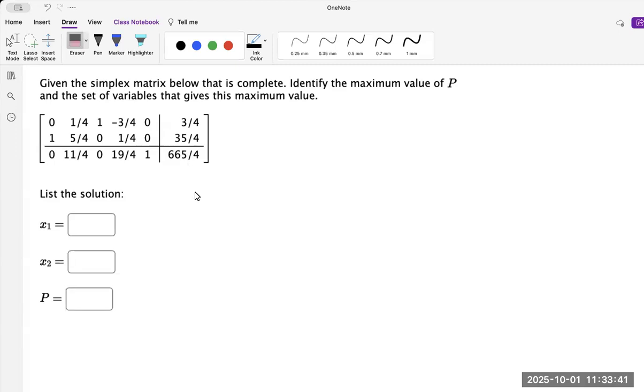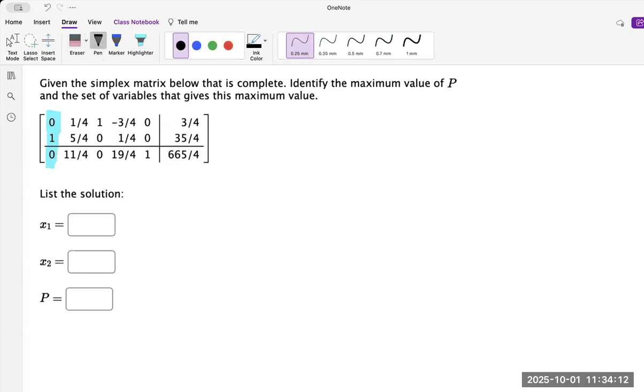So we first have to figure out what the active variables are. And to do that, we check the columns. So let's look at column number 1. If there's only one number that is non-zero, then this is an active variable. So I have only one number, this 1 is non-zero, and I have all other zeros in this column, so this is an active variable.